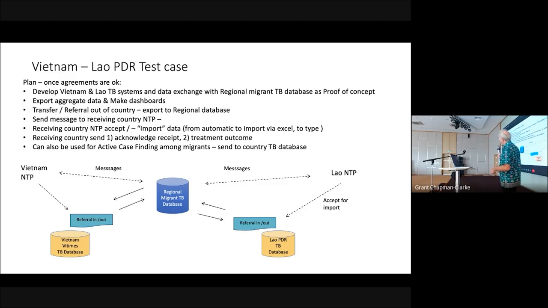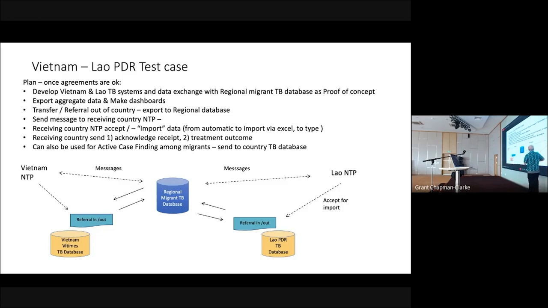But the requirement from the governments of these five countries is that you should not have anything separated from the national TB databases. That's why it must go from and to the national databases. You see here that the referral in and out go from the national database. And in this example, where we put up a kind of test environment between Vietnam and Laos, it goes concretely between these two databases.